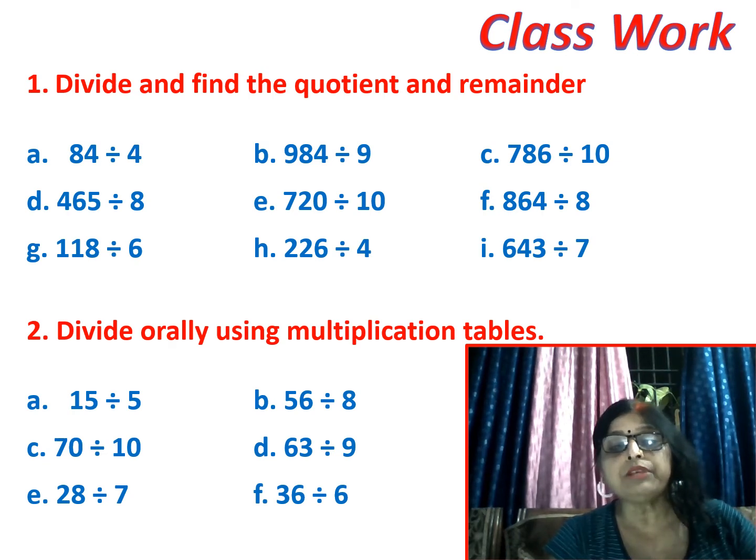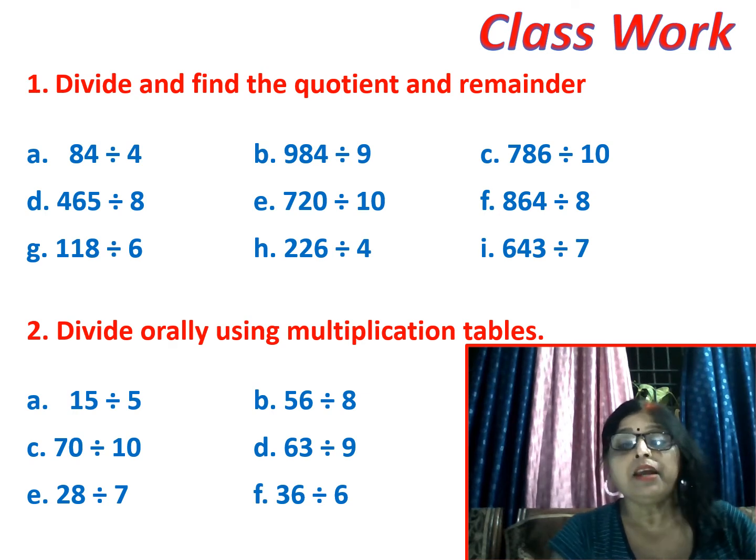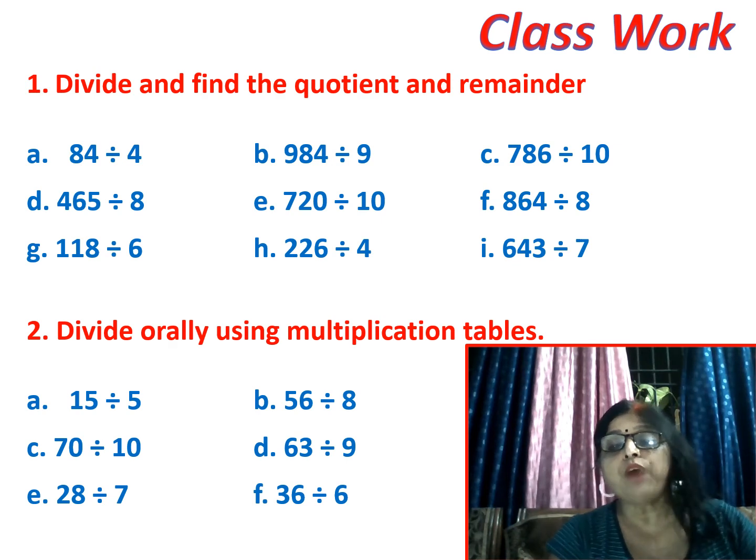Now your second question is divide orally using multiplication table. It means here in question number 1 is 15 divided by 5. It means you have to read the table of 5, means you have to write the table of 5 till you get 15. 56 divided by 8. It means you have to write the table of 8 till you get 56. In this way, you will complete your classwork in the right, clear way.